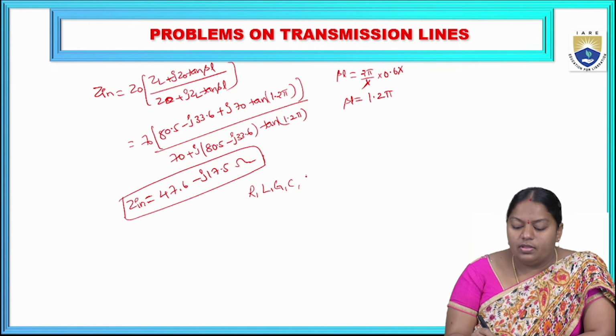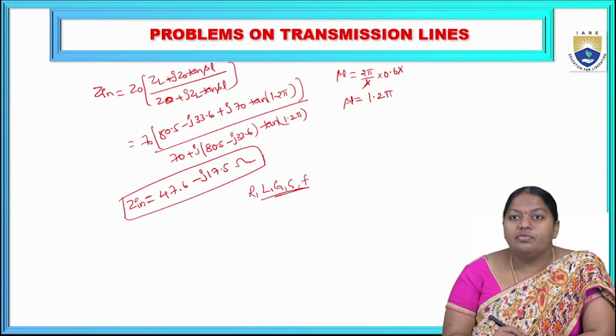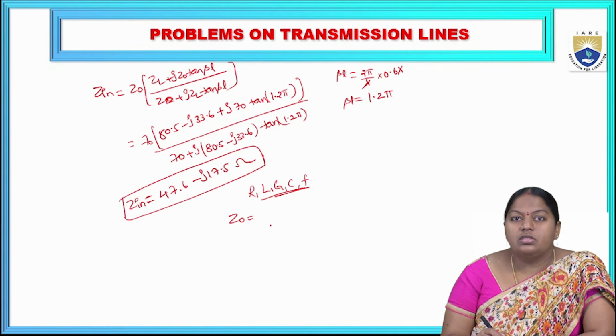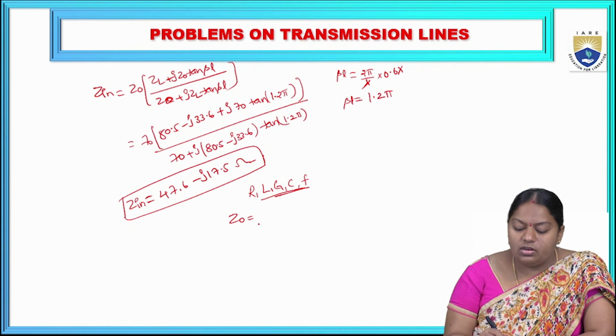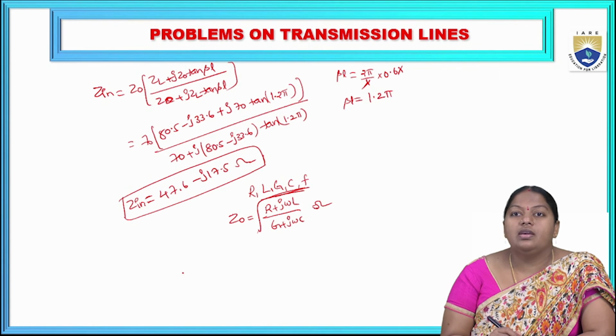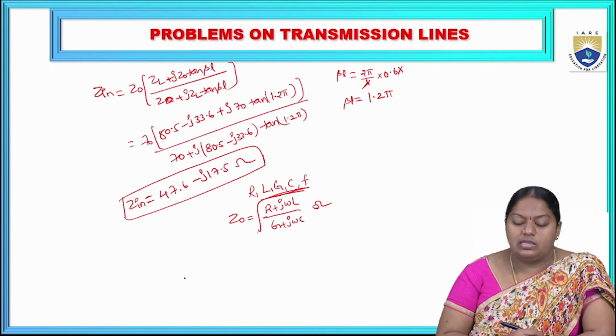Along with this, the operating frequency F is also given. Now we can use all these terms to find the characteristic impedance Z0, that is the secondary constant of a transmission line, as Z0 is equal to root of R plus j omega L by G plus j omega C. By substituting all the primary constants along with the operating frequency, we'll get the value of Z0, and it is measured in ohms.